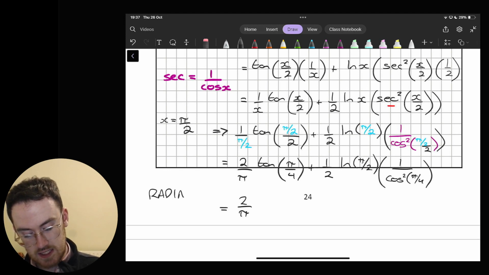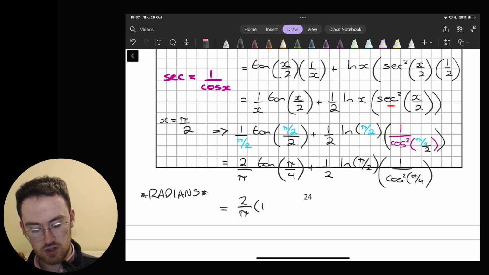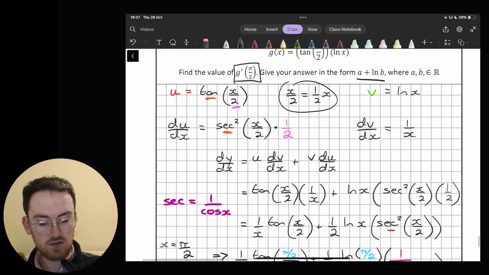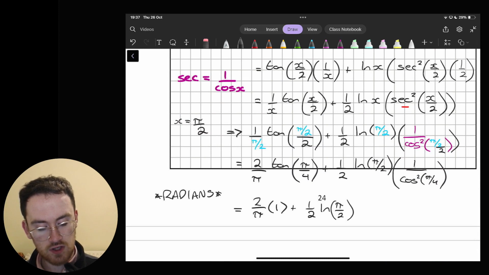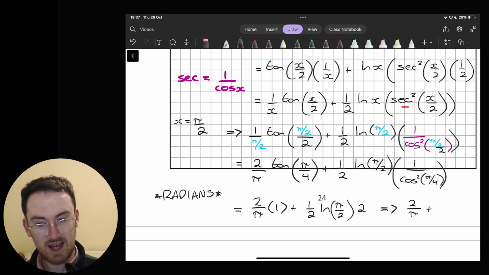So evaluating each of these parts, I get 2 over pi, making sure our calculator's in radians also. We have to be in radians because we're working with trig angles and our angles in terms of pi. Tan of pi over 4 is just 1. I've been informed in the question that my answer is going to be in the form where I still have ln, so I don't need to work out the value of the ln. 1 over cos squared pi over 4 in an end result gives me a value of 2, which is going to bring me to an end result of 2 over pi plus ln of pi over 2.